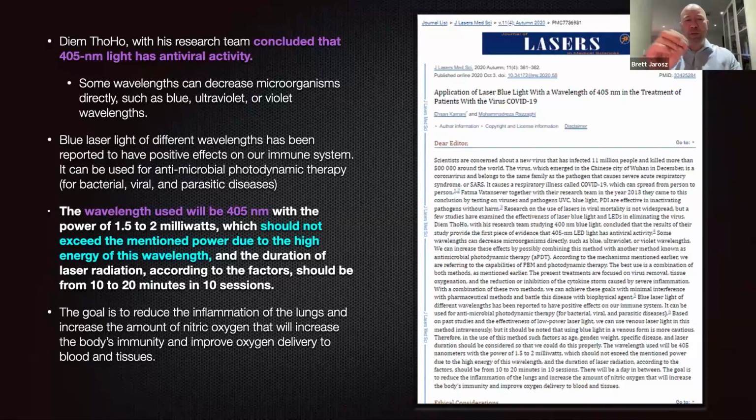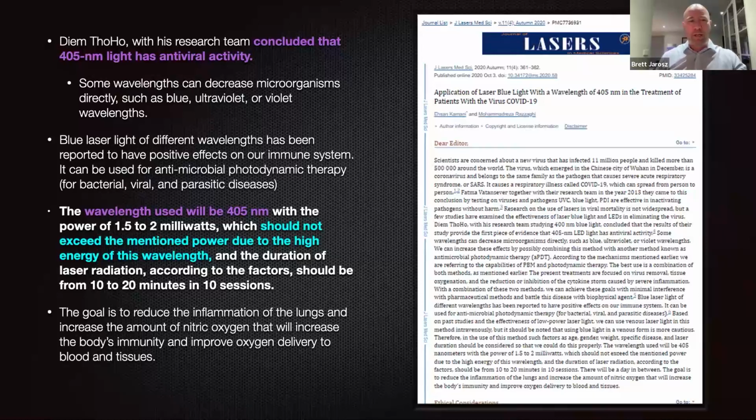So the goal with this type of viral activity, in this COVID particular study, is to reduce the inflammation of the lungs and increase the amount of nitric oxide, which will increase the body's immunity and improve oxygen delivery to blood and tissues. So this idea of using blue light therapy to treat COVID.